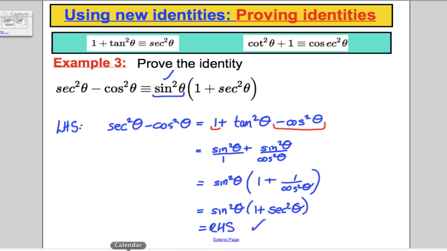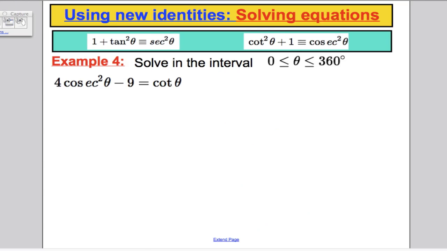Okay, last thing we better do with these new identities is actually solve some trigonometric equations. So here is a very general problem that you might face a lot. Solve for theta in the interval 0 less than or equal to theta less than or equal to 360 the following. Pause the video, have a go. I'm going through in 10 seconds.